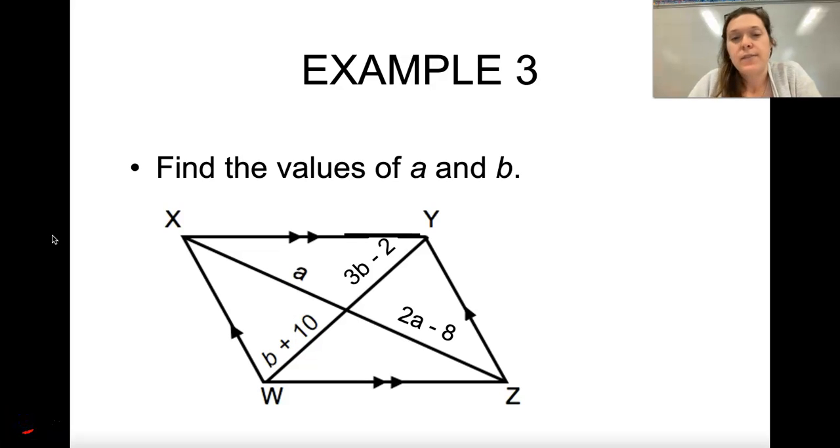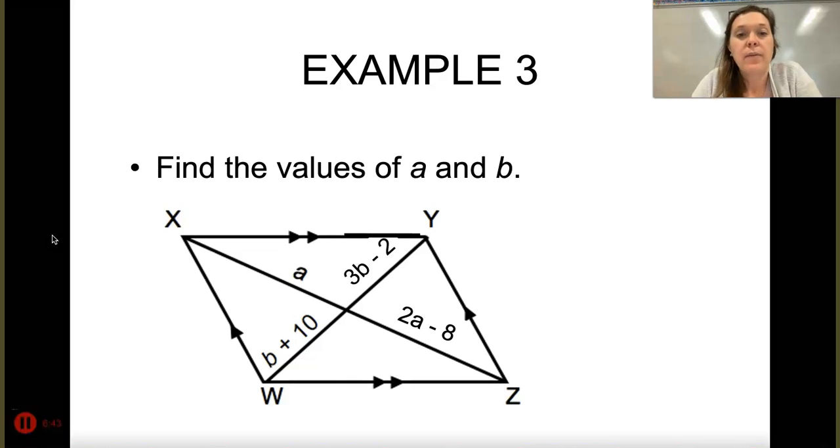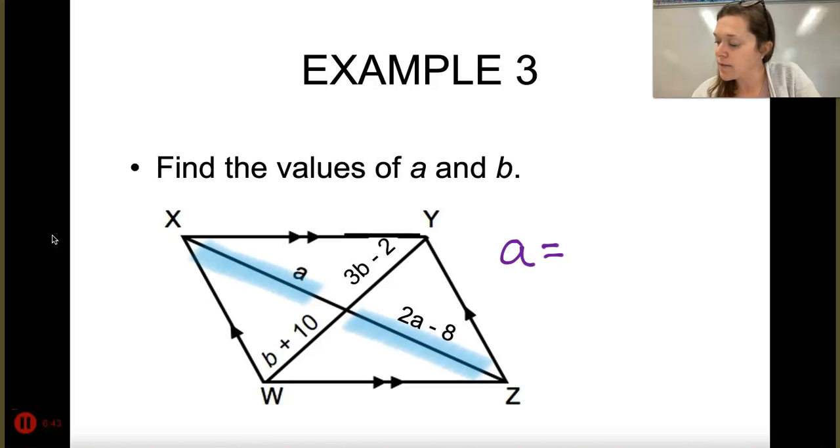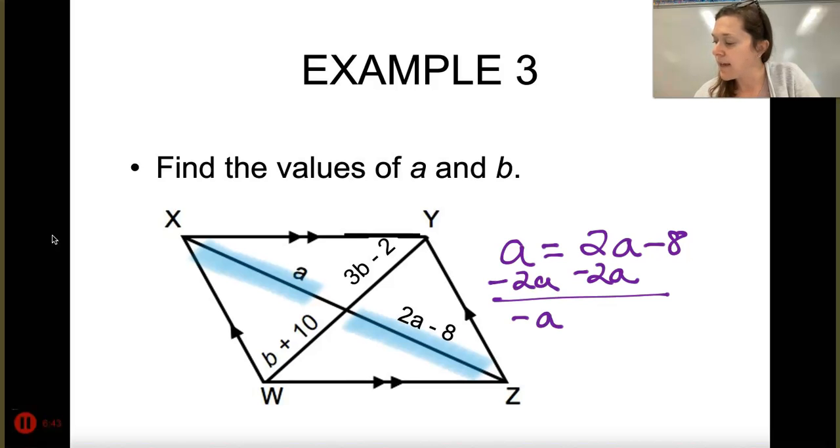So moving into our last few examples here. Here again we have a parallelogram because we've got the triangles showing us. We have the diagonals put in place. So diagonals will bisect each other. So that means that this half is the same as that half. So I can set those equal to each other. So A is equal to 2A minus 8. Subtract 2A from both sides, gets us negative A is equal to negative 8. Change your signs, A is equal to positive 8.